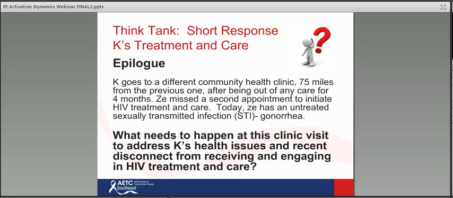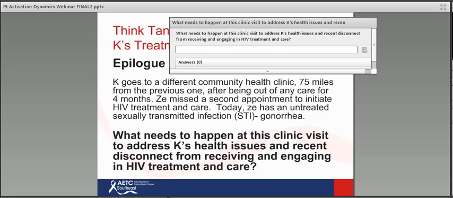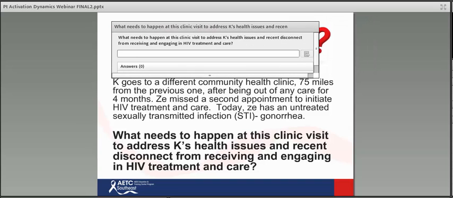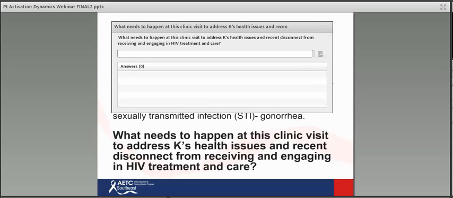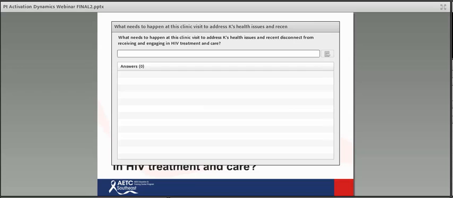What needs to happen at this clinic visit? And we're going to bring this question up for you. What needs to happen here so that we can address Kay's health issues? And that's recent disconnect that Z has had from the receiving and engaging in HIV treatment and care. So Kay is not receiving care really and is not engaging in treatment and care, but comes because of gonorrhea now. So we now have a compounded problem. So here you can write your answers and they'll pop up for all of us to look at.